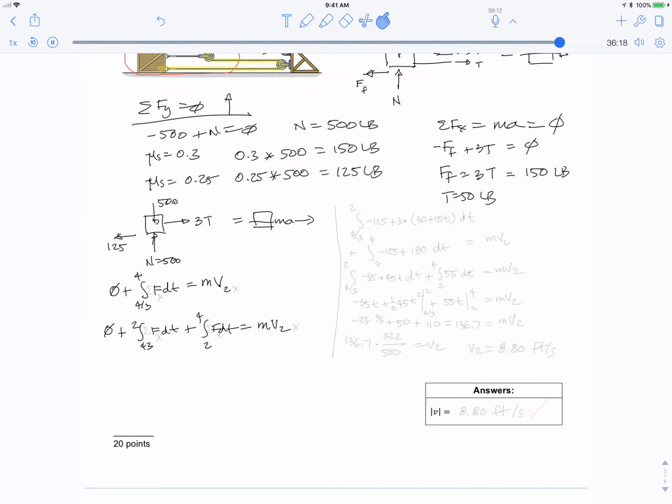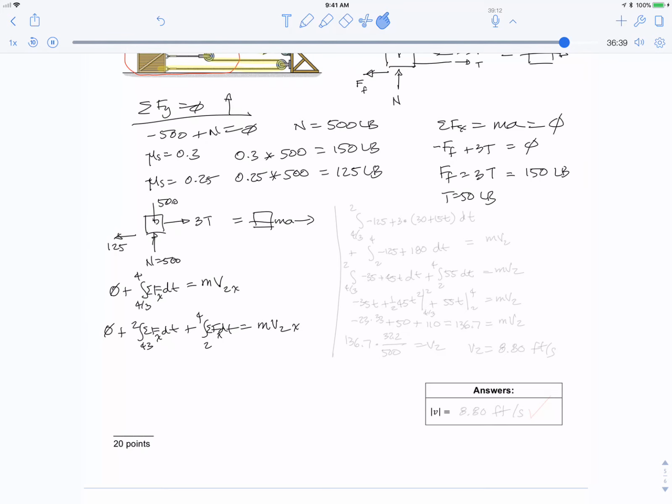And so really, in this impulse momentum equation, there's supposed to be a sum in there. So it's the sum of all the forces, and it's a vector equation. So we're just going to take the x components of everything, okay? And there's only the x forces.